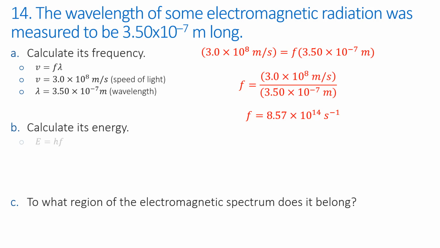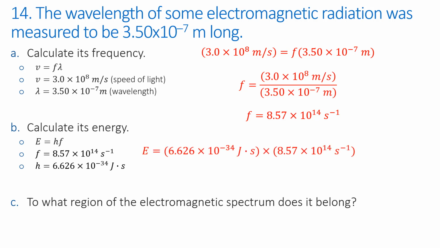Now that we know the frequency, if we multiply it by Planck's constant, that's going to give us the energy. When I solve this, I get 5.68 times 10 to the negative 19 joules. So where does this belong on the electromagnetic spectrum? Based on a wavelength of 3.5 times 10 to the minus 7, this is going to come in just before visible light. So it's a little bit in the ultraviolet range.